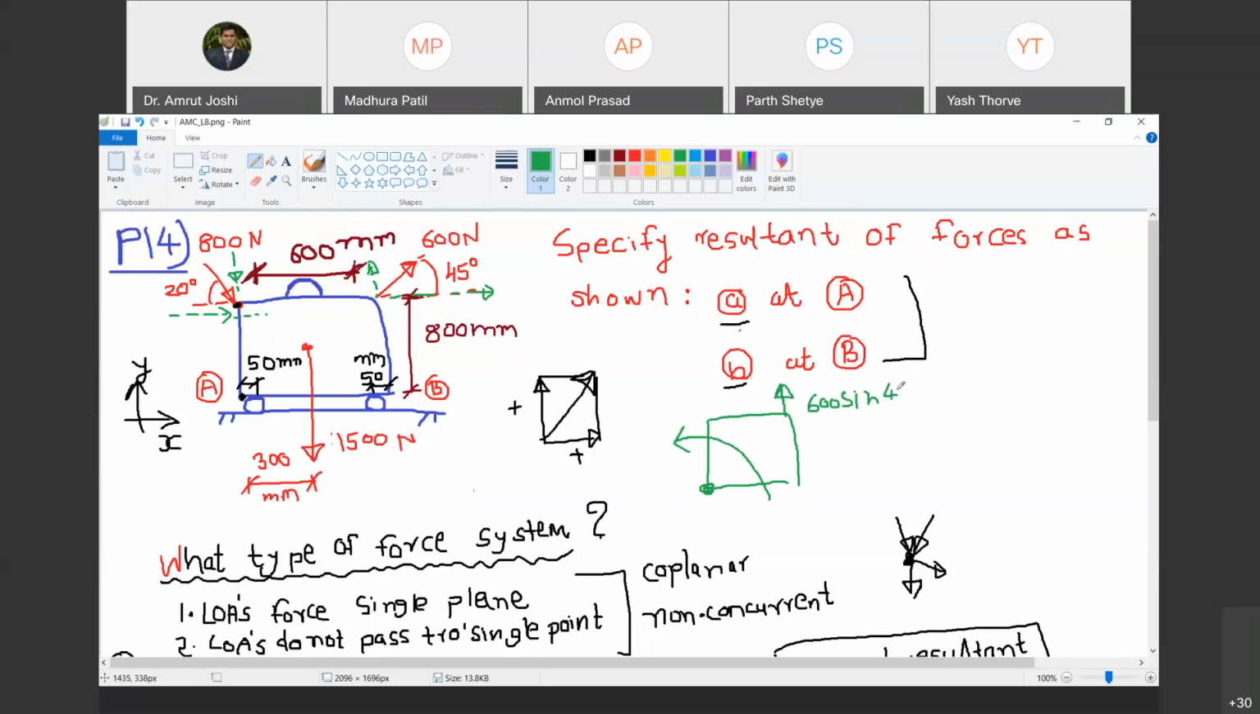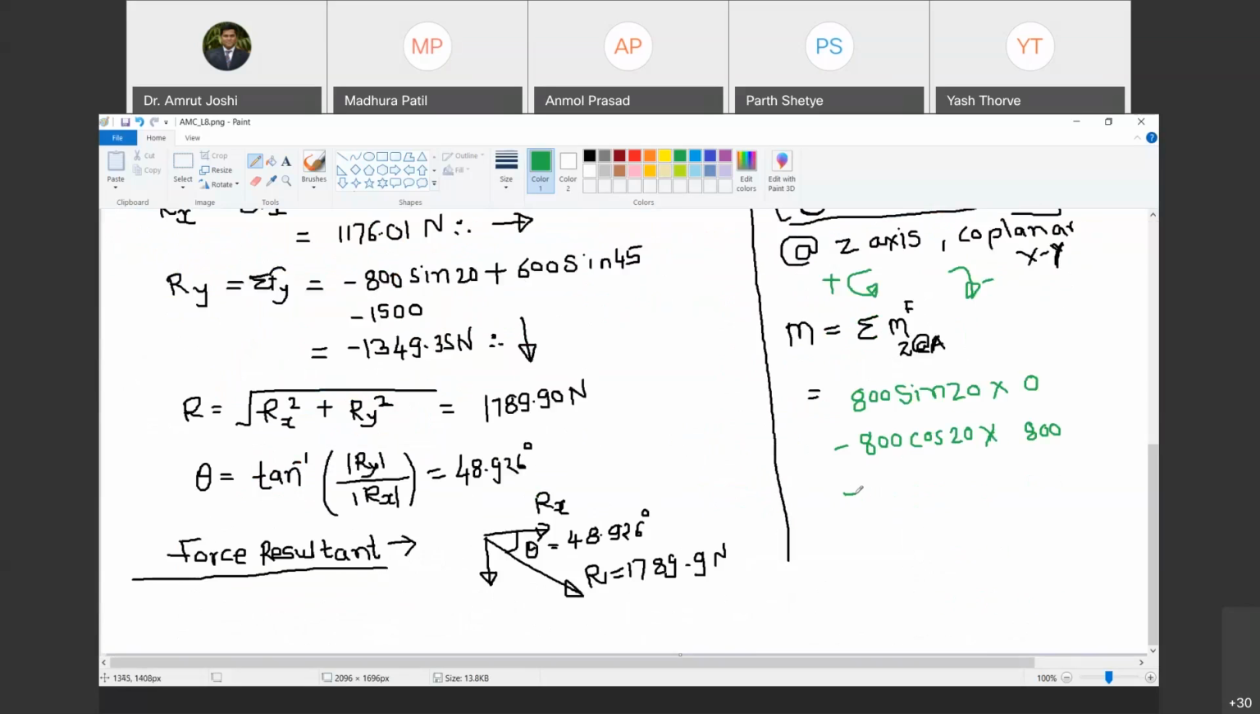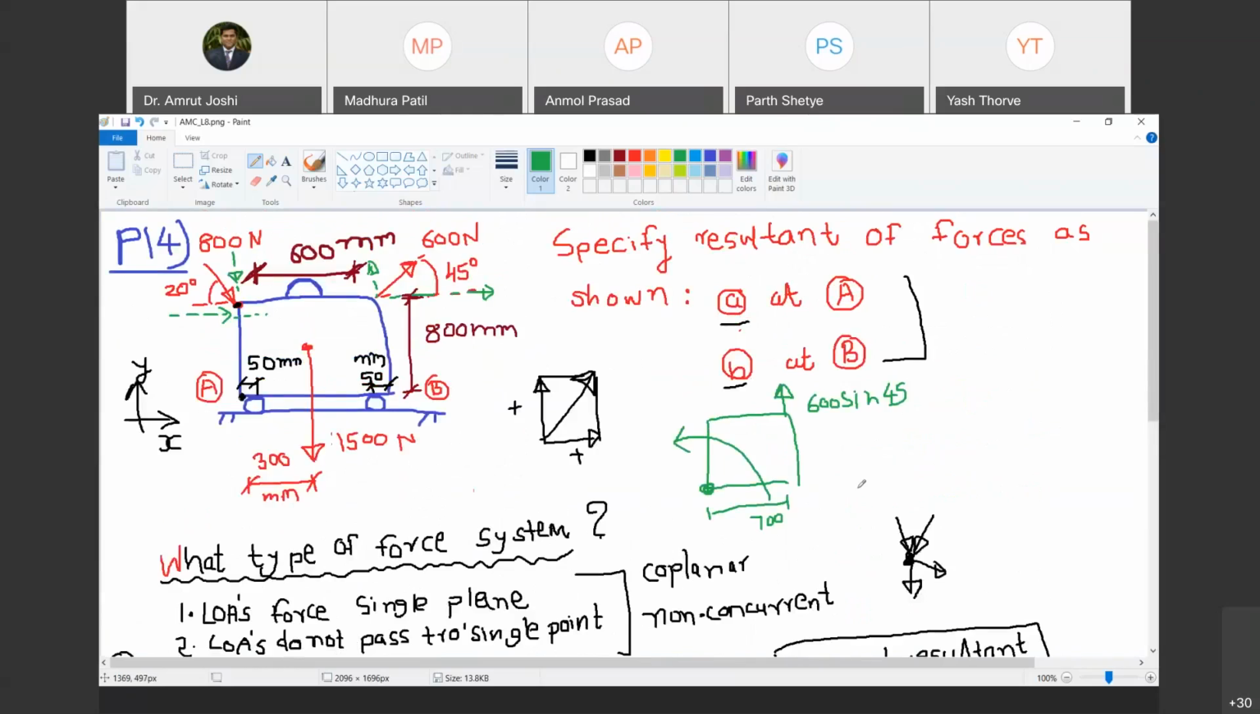And the perpendicular distance between the line of action of this force and this point is 700. Are you with me? Yes, sir. So plus 600 sine 45 multiplied by 700 is the moment. Agreed? Yes, sir. Okay, चलो अब आगे चलते हैं.